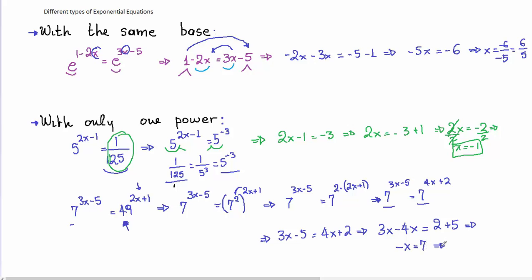I reverse the signs here in order to find what x equals. So I multiply by negative 1 both sides of the equation, and I have x equals negative 7. And that will be my answer for this problem. So right here we solved two different problems, problem 1 and problem 2.